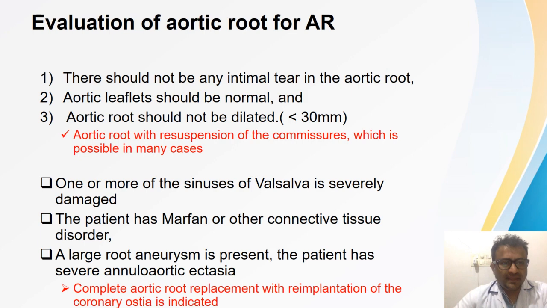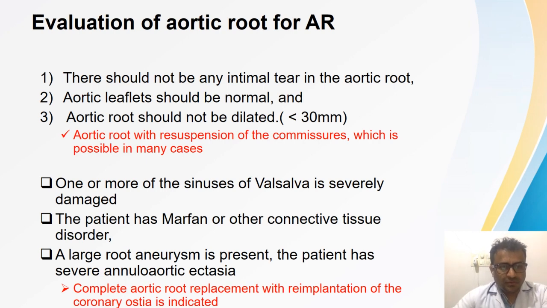Before we begin the aortic surgery, we need to evaluate the aortic root for aortic regurgitation. There are a few things we should keep in mind along with the clear anatomical description of the aortic root. There should not be any intimal tear reaching the aortic root. The aortic leaflet should be normal, and the aortic root should not be dilated. It's not a fixed criterion, but ideally speaking, the aortic root should not be dilated. As I said earlier, dilatation of the aortic root will lead to aortic insufficiency.